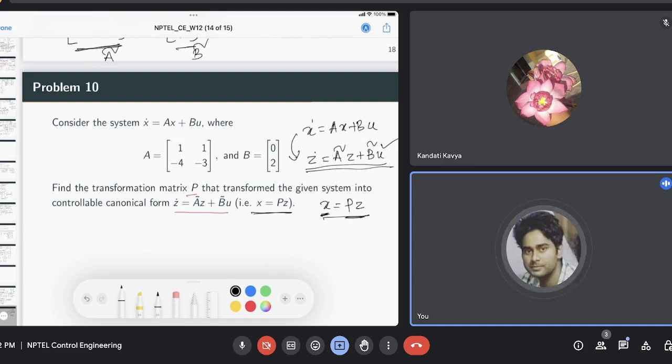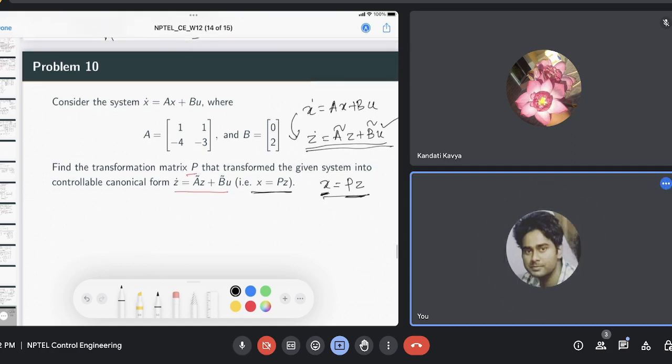This is called similarity transformation in the matrix case, in matrix analysis. You are given this ODE in one form, x dot equal to Ax plus Bu, because you already know that the state space representation is not unique, right? So you can write your state space representation in any form.